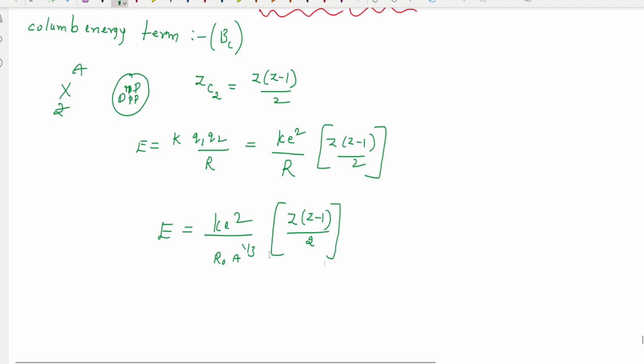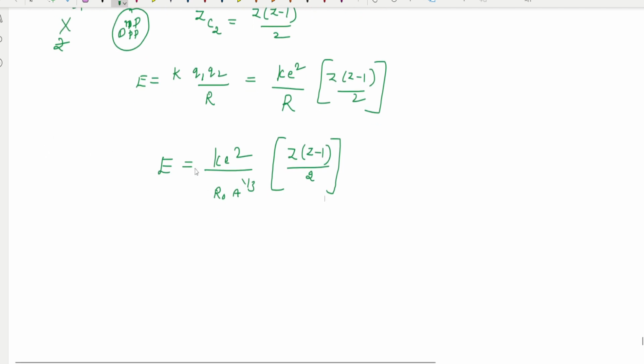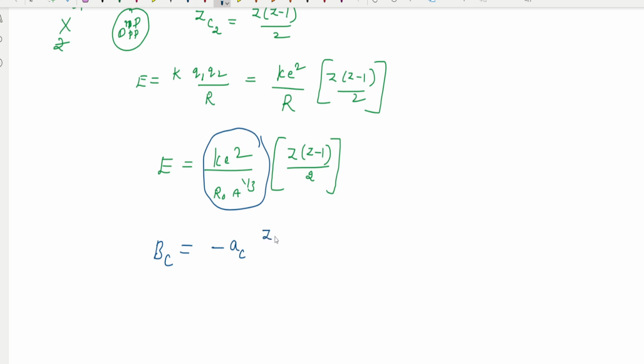I hope you can understand this one. I'm going to consider this as a constant. So minus B suffix C because of Coulomb interaction, right? Minus a suffix c, Z into Z minus 1 divided by 2, including this 2 also, sorry, I forgot. So A we can write like this, A power 1 divided by 3, constant minus a suffix c. This is the Coulomb term.